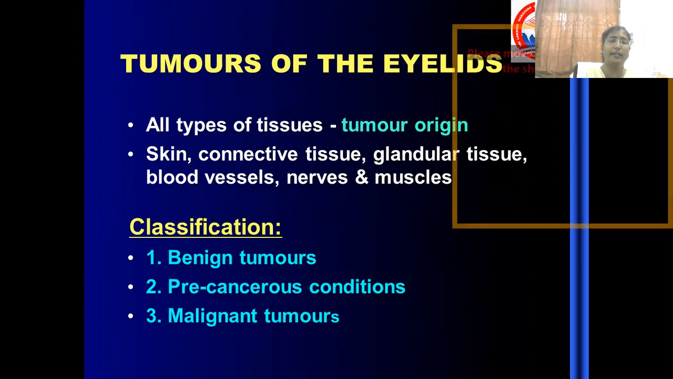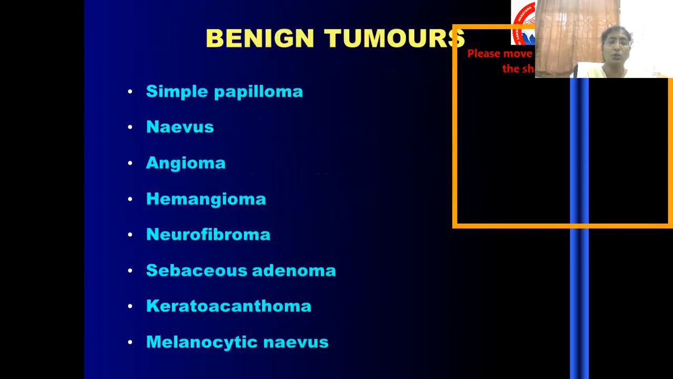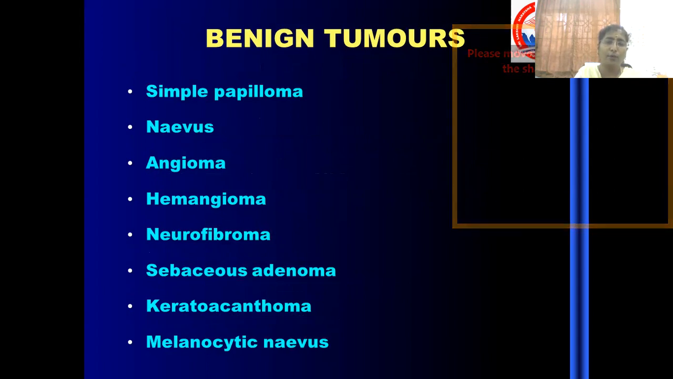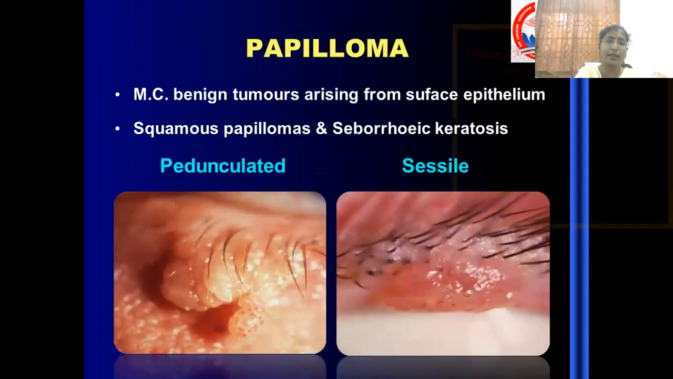We already saw this in the lid anatomy. So all these things are present in the lids. According to that, we classify them into benign tumors, precancerous conditions, or malignant tumors. So what are the benign tumors? They consist of simple papilloma, nevus, angioma, hemangioma, neurofibroma, sebaceous adenoma, keratoacanthoma, and melanocytic nevus.